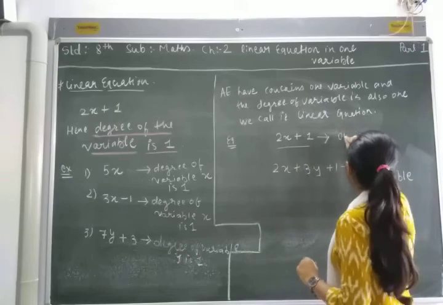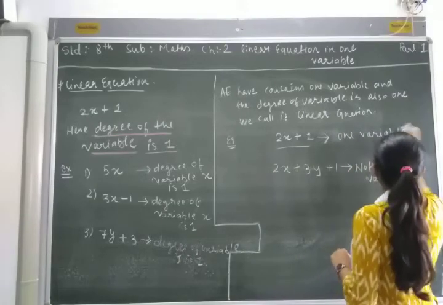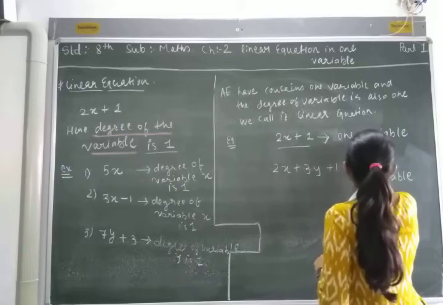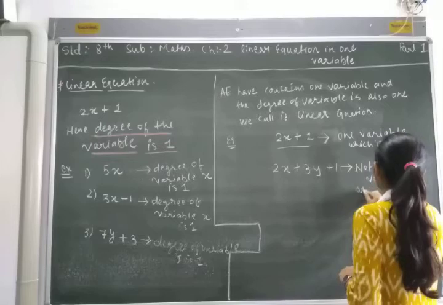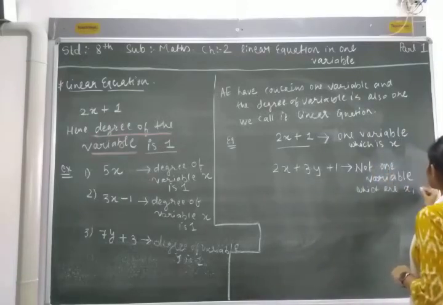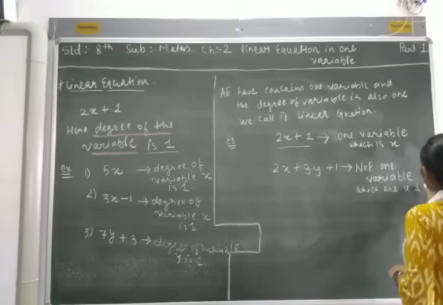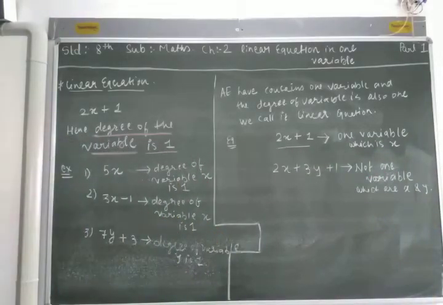So one variable, which is x over here, and the other has two variables, which are x and y. Okay, understood? Now let's try to solve the algebra. Let's try to solve linear equations.